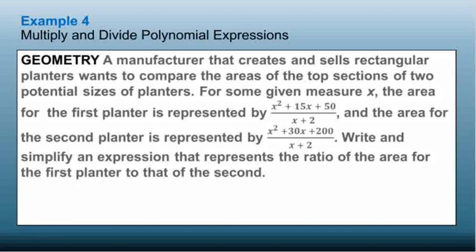Example 4, multiply and divide expressions with word problems. A manufacturer that creates and sells rectangular planters wants to compare the areas of the top sections of two potential sizes of planters. For some given measure x, the area for the first planter is represented by x squared plus 15x plus 50 divided by x plus 2, and the area for the second planter is represented by x squared plus 30x plus 200 divided by x plus 2. Write and simplify an expression that represents the ratio of the area for the first planter to that of the second.